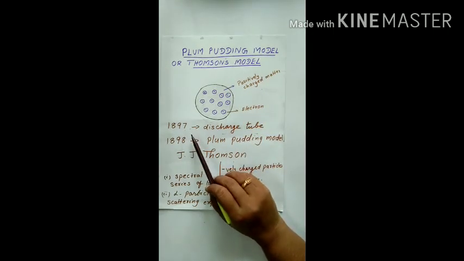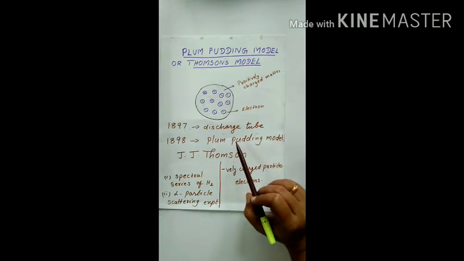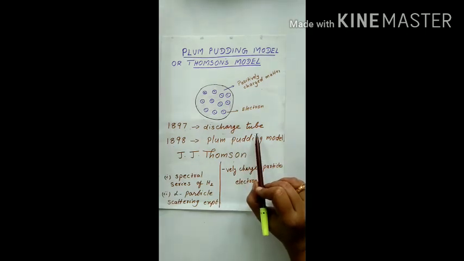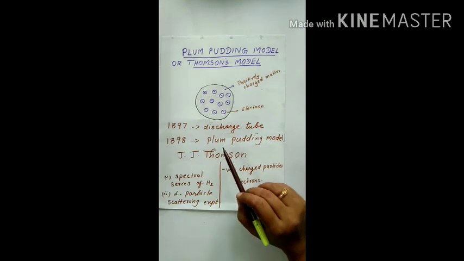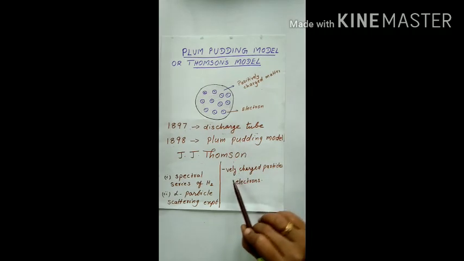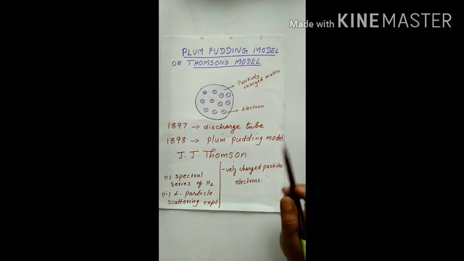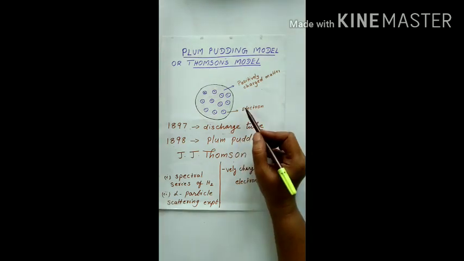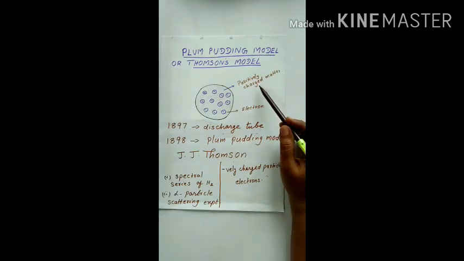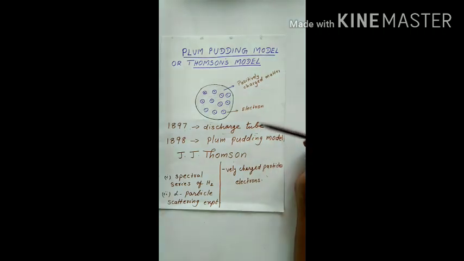In 1897, J. J. Thomson conducted experiments on a discharge tube filled with different gases. There he concluded that all the elements contain negatively charged particles which were later known as electrons. Since the atom is electrically neutral, it must also contain some positively charged particles. So, the total positive charge inside the atom is equal to the negative charge.